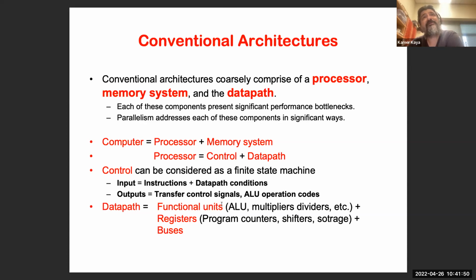So the data path contains all the functional units, registers, buses. The physical components that you transfer the data, that you process the data, process the instructions. So this part is the data path, and it is controlled by the control component. And the control component will be important for CUDA when we try to describe the single instruction, multiple threads, or single instruction, multiple data paradigms.